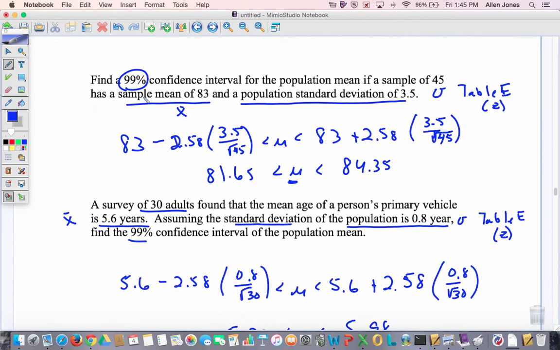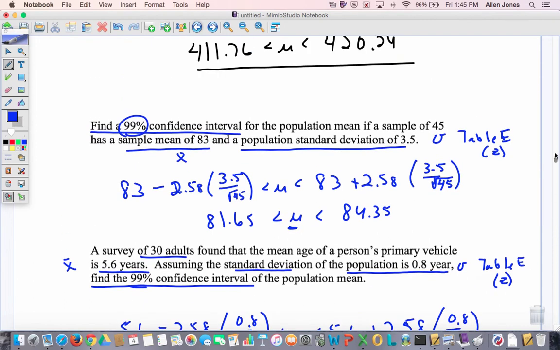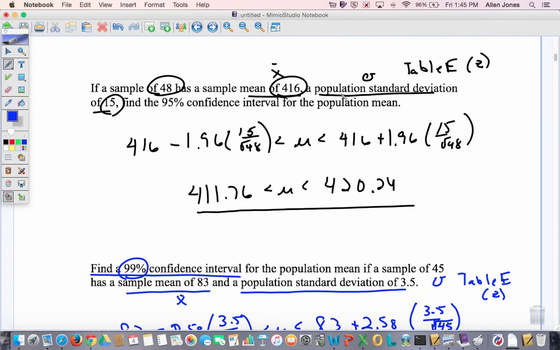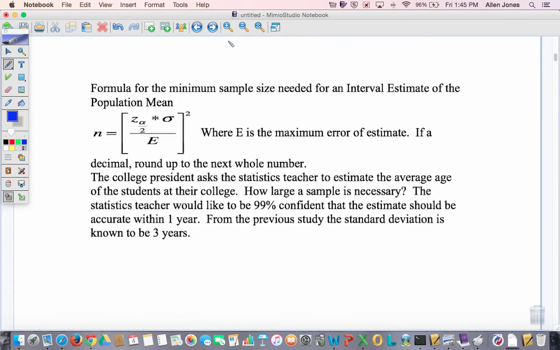We have a second formula in this section. This one's for the minimum sample size. So notice each of these previous problems said something about finding the confidence interval. Find the 99% confidence interval. Up here, find the 95% confidence interval. These next problems, we're going to find the minimum sample sizes needed, or how large a sample.